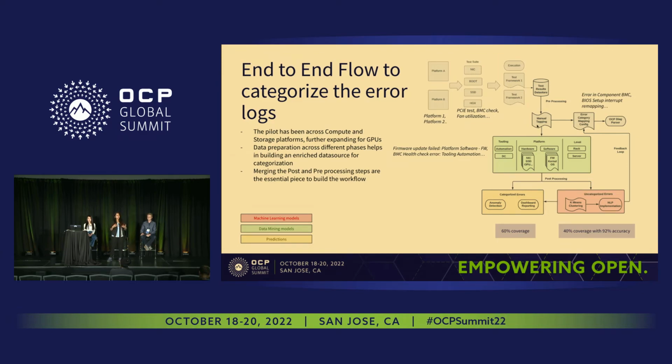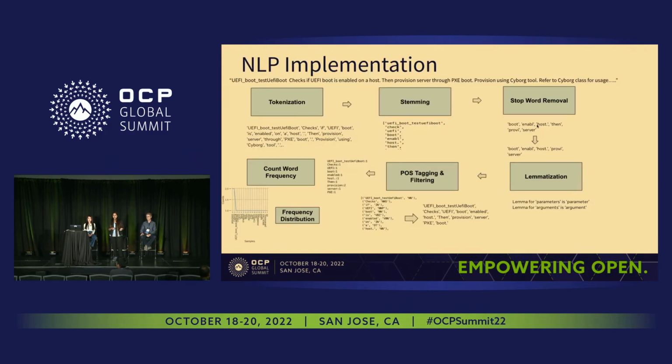All of these together bring the pre-processing and post-processing steps in integration that helps us build the standardized format in order to look at the error categorization steps. Going over to the NLP implementation, this is an example of one of the error logs and how we would go through different steps within the NLP process.